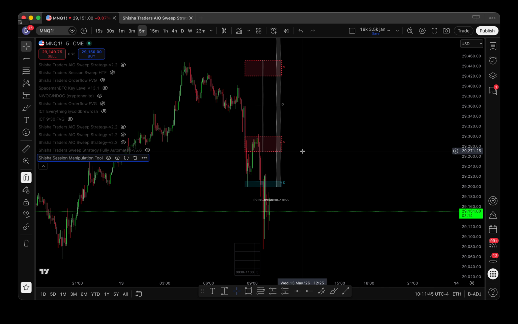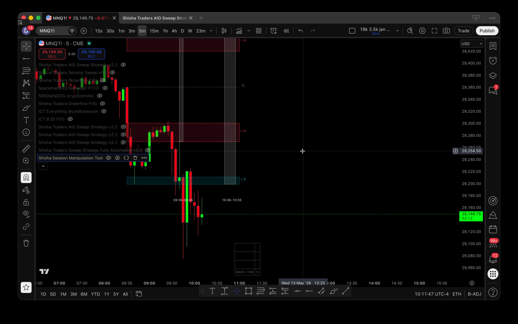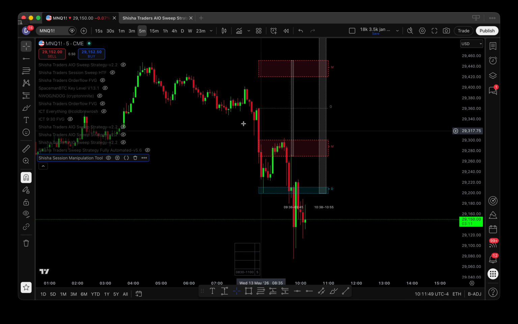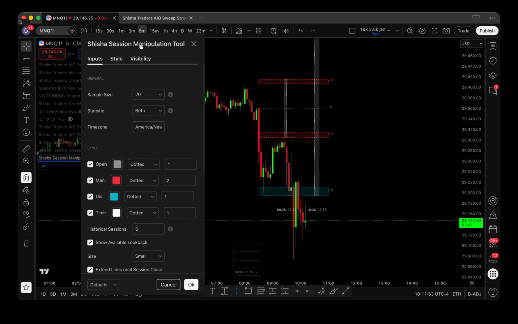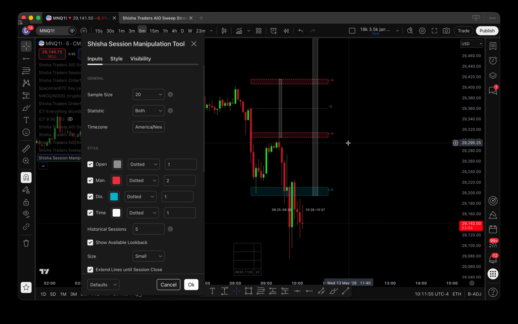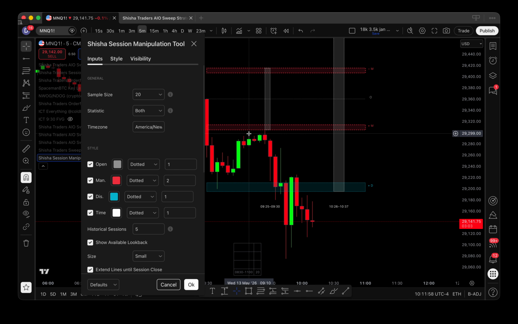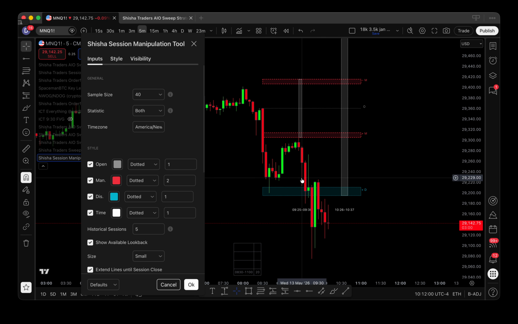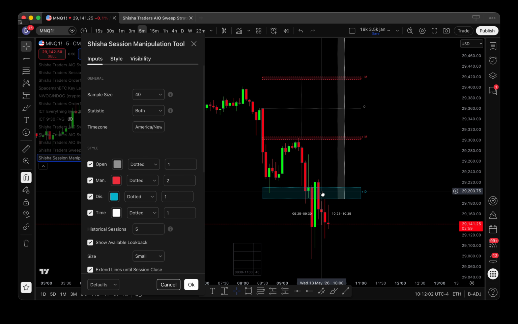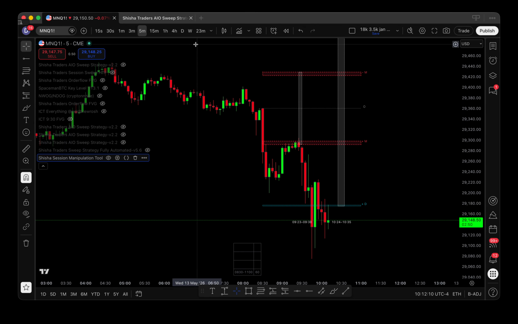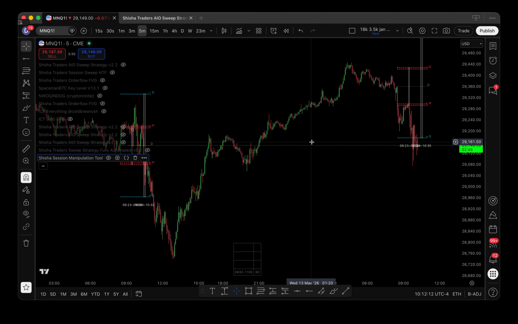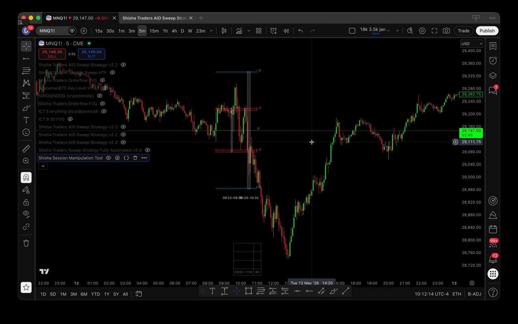So let's have a look. The average of the past 5 days. Average of the past 20 days. To the tick. The average of the past 40 days. And the average of the 60 days. Okay. Didn't really change much today because it was a continuation, but let's have a look at gold.